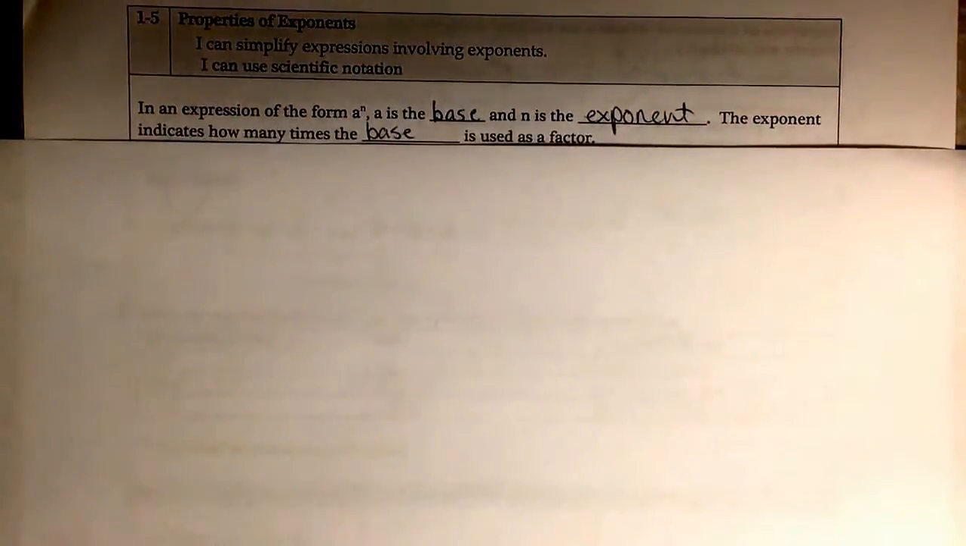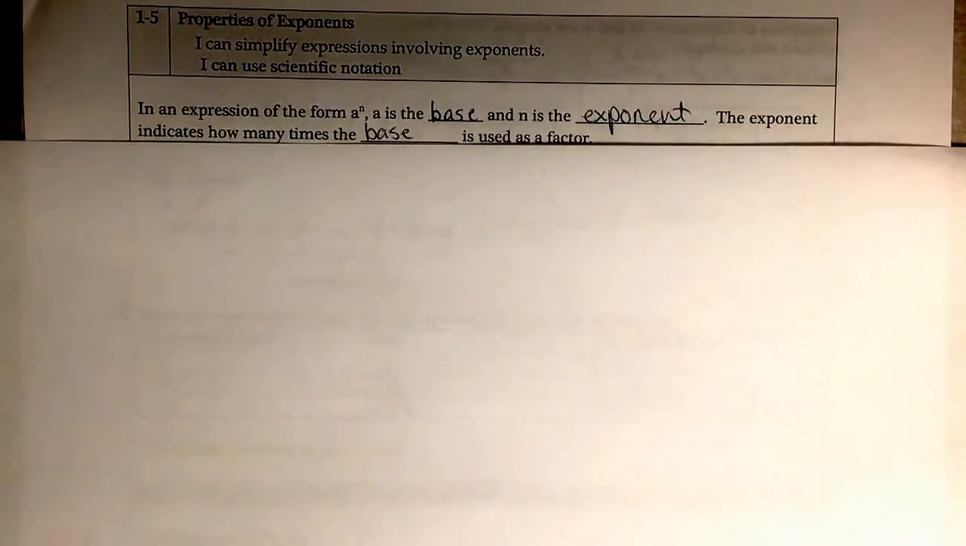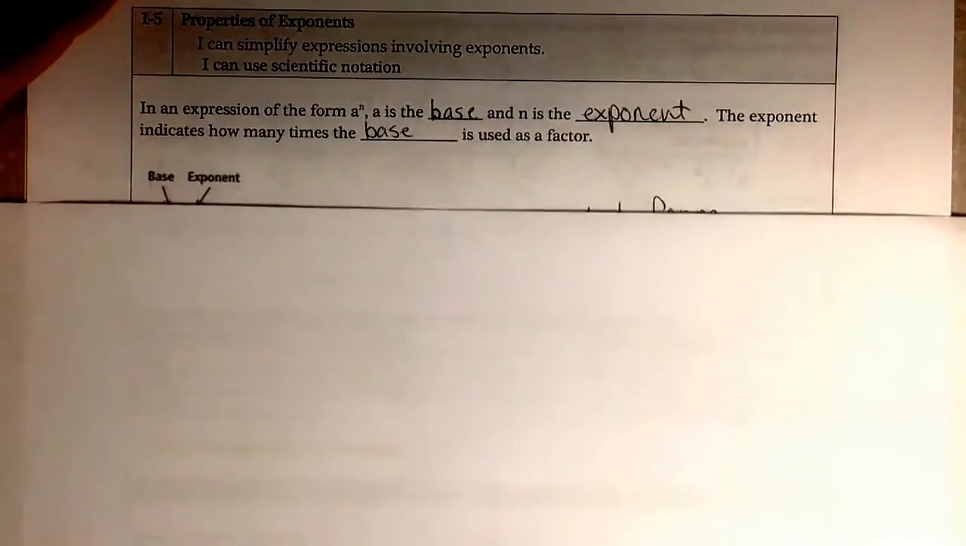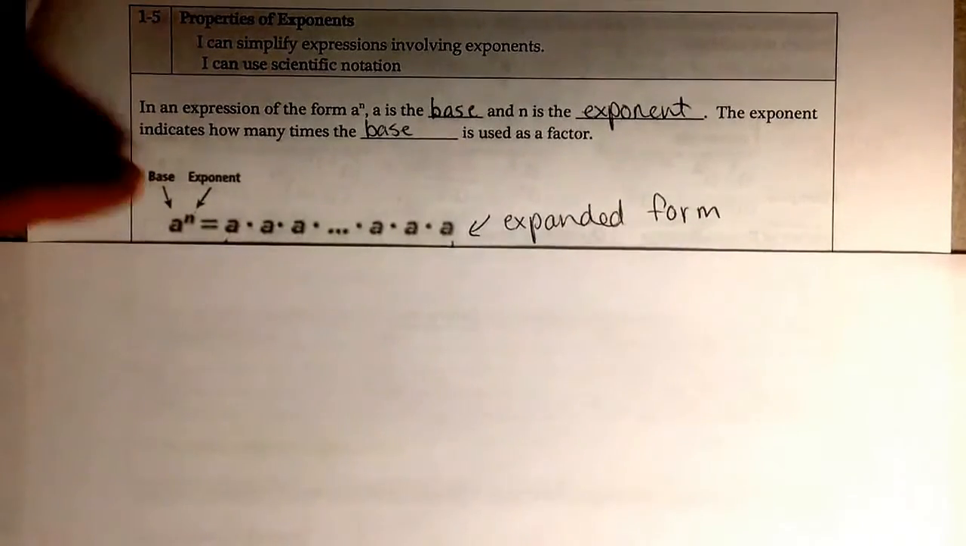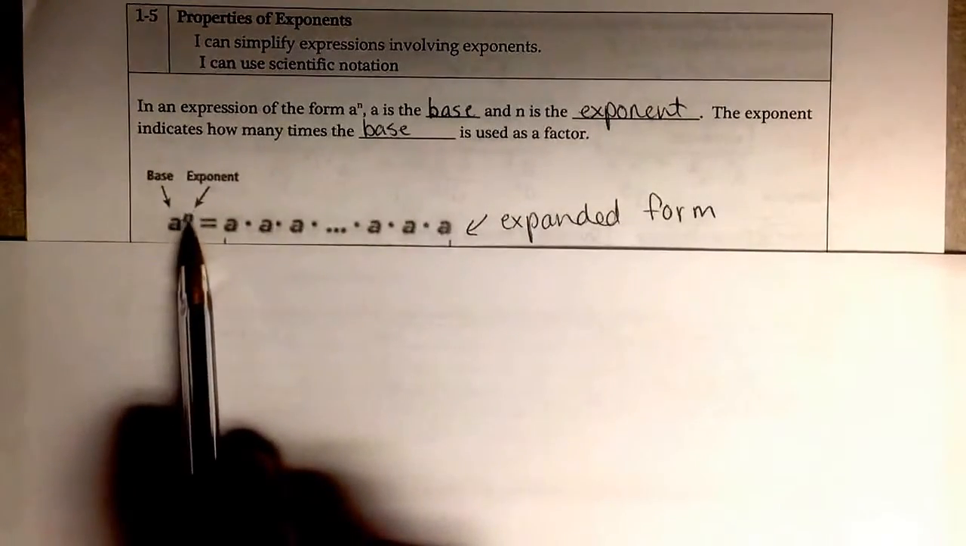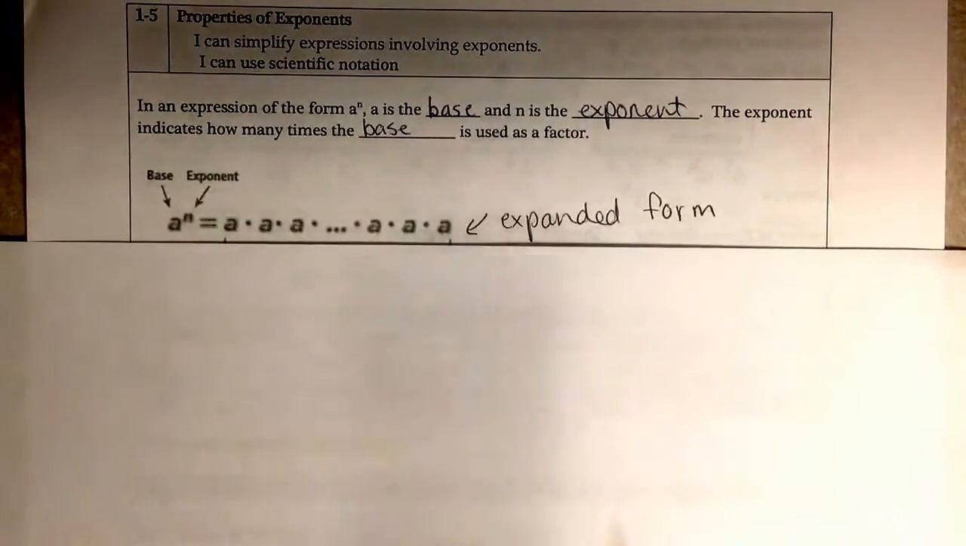We're moving on to section 1.5, and we want to be able to simplify expressions involving exponents and use scientific notation. In an expression of the form a to the n, little vocabulary here, a represents the base and n is the exponent. The exponent indicates how many times the base is used as a factor. So if we write this out, a to the n, a is the base, n is the exponent. That means we have to write a down n times and multiply them together. This is called the expanded form.